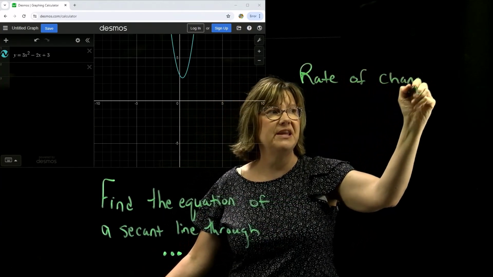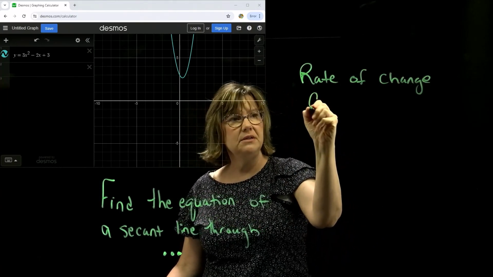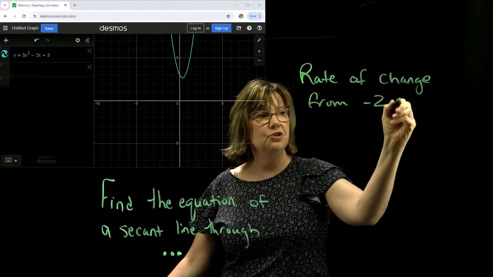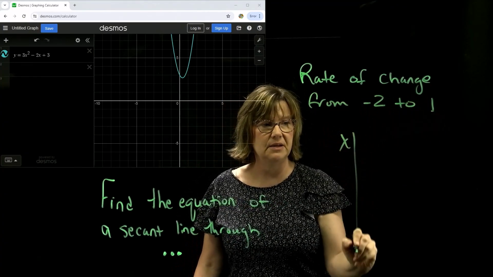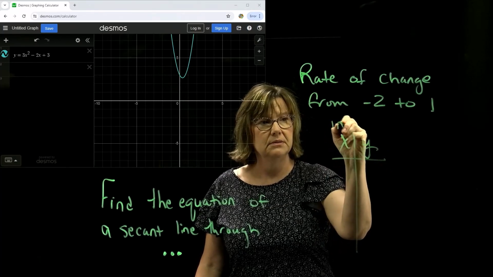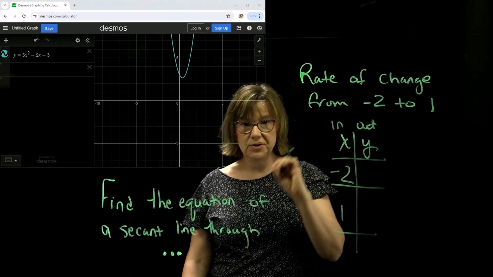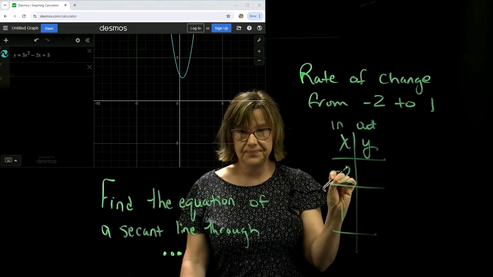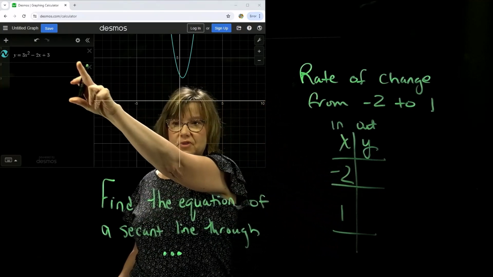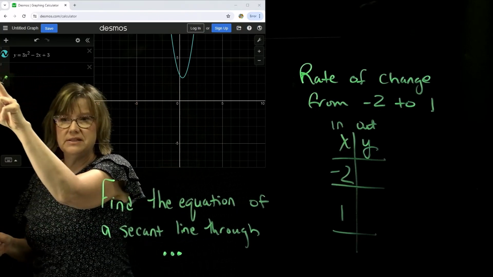Remember, that's just a fancy word for slope, right? The rate of change from -2 to 1. Now, again, these are inputs, right? So if you think of an input-output table, I am giving you inputs, and I want you to find the outputs so that we can find the rate of change. Okay, so again, we're going to come over here to our function, and we're going to sub in these values, right? So let's sub in a -2.